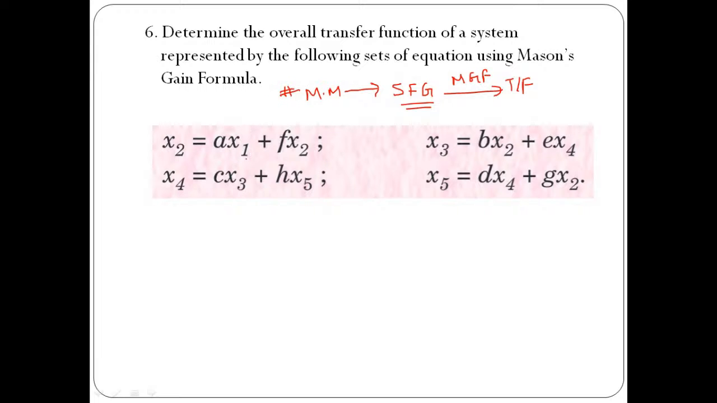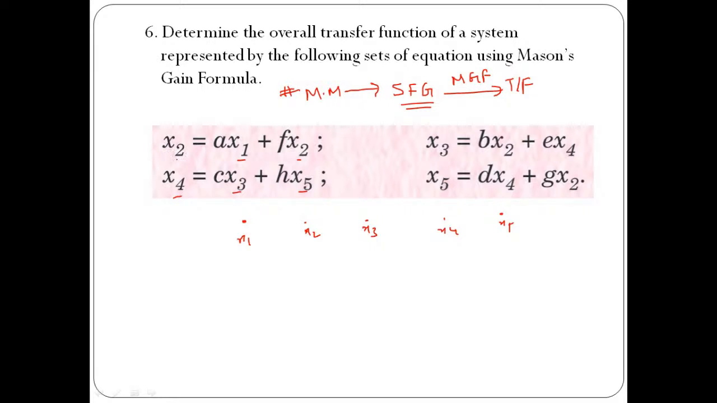Now here, first identify how many nodes there are. See, x1, x2, then x3, x4, x5. So here we have a total of 5 nodes. First we need to name them: this will be your x1, here we need to have x2, here x3, this will be x4, and then this will be your x5. And then we need to take the equations one by one to indicate the flow of signal between the remaining nodes.